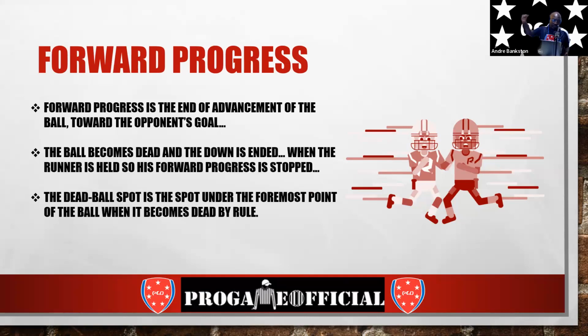So if the runner has the ball in advance and their knee touches the ground or any part of their body touches the ground, if the ball is advanced of their body, we're going to make the spot where the ball is at, not necessarily where the runner's knee or any part of the body touches the ground.